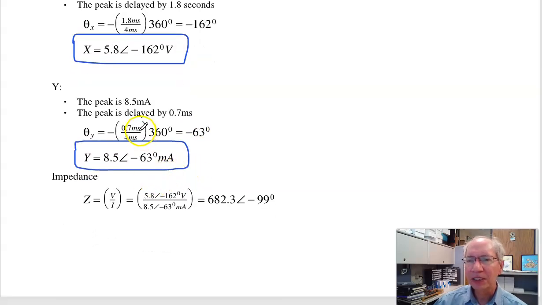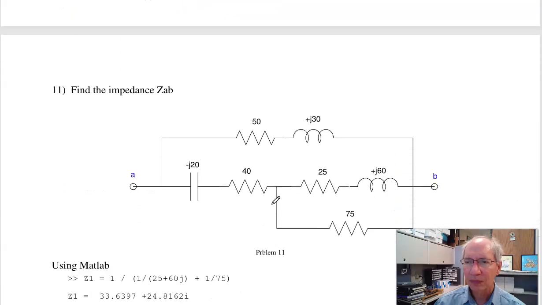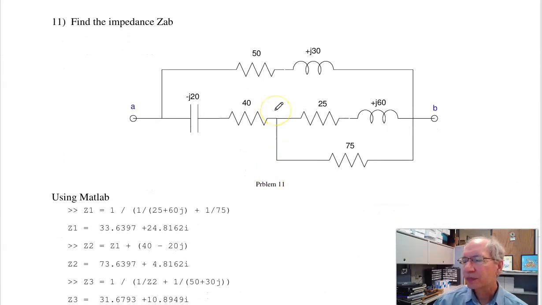Then the impedance is just volts over amps. Whatever I'm measuring is 682 ohms at minus 99 degrees. Finally, find the impedance of this network. So here I'm adding resistors in series and parallel. I can do that in MATLAB.